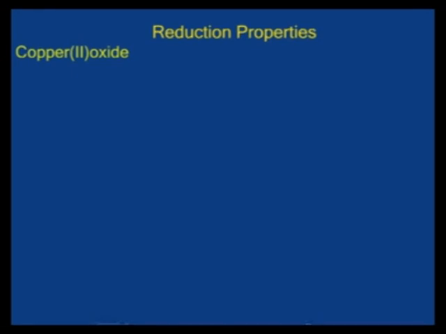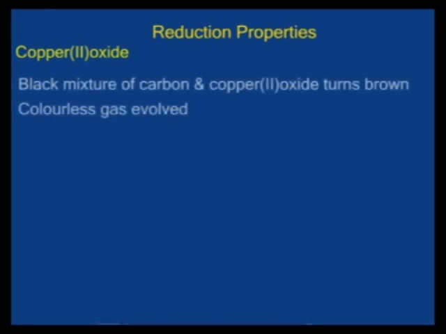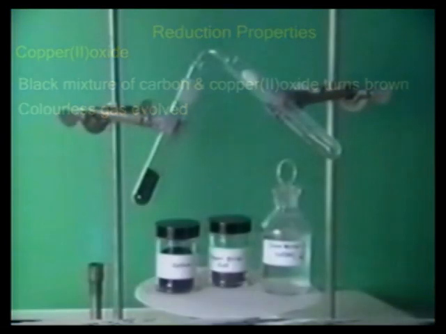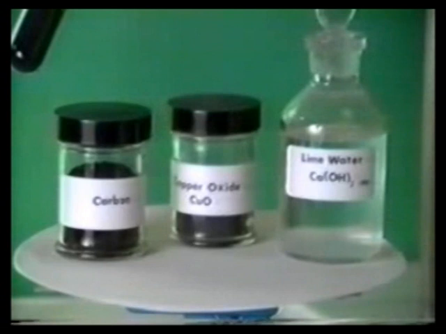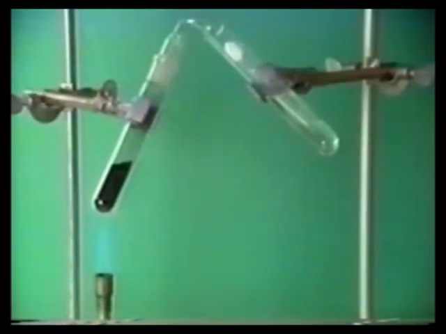Reduction properties of carbon. When a mixture of copper 2 oxide and carbon are heated, the black mixture turns into a brown metal and a colorless gas is produced. So the black copper 2 oxide there is mixed with the black carbon. So a colorless gas is produced that forms white precipitate when bubbled through calcium hydroxide, which means the gas is carbon dioxide.